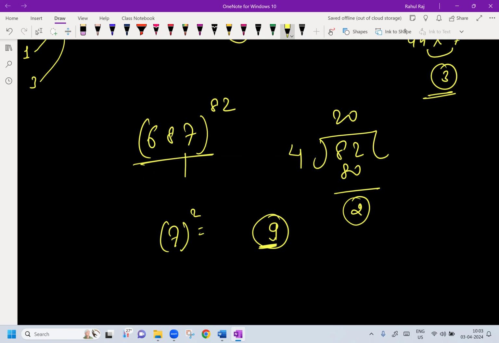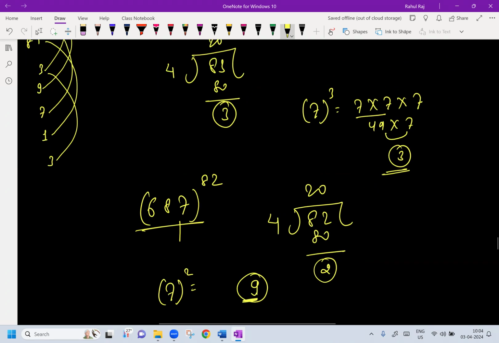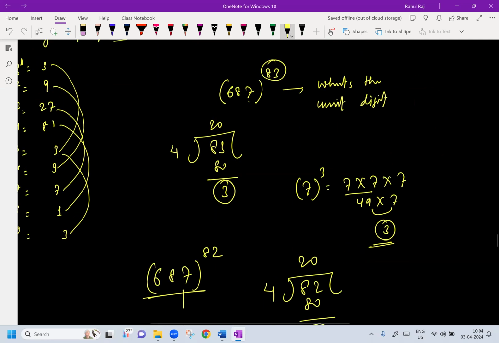Agreed? So you just take the remainder and you take the actual unit digit of the number and put it to the power of the remainder, here the power 3.